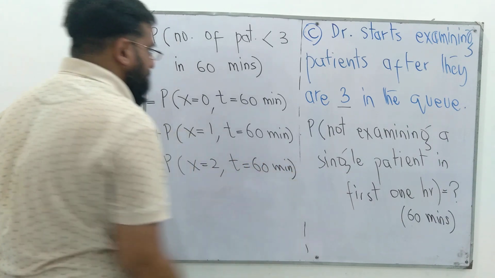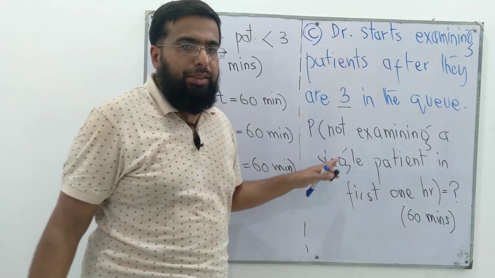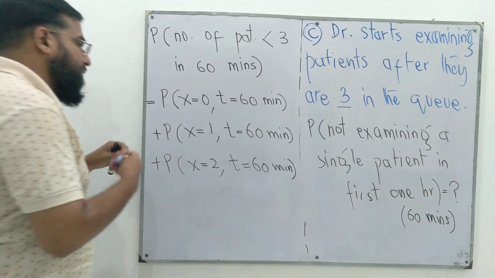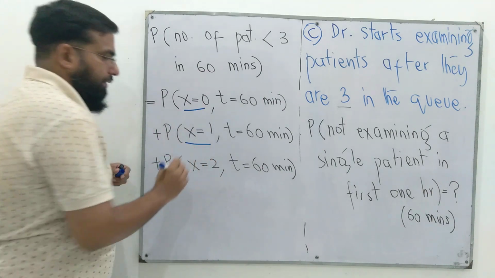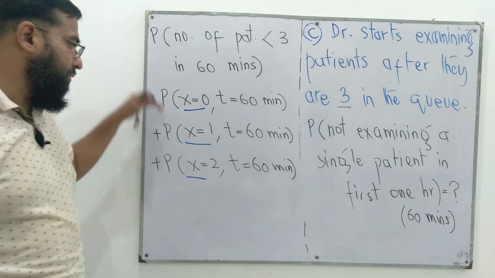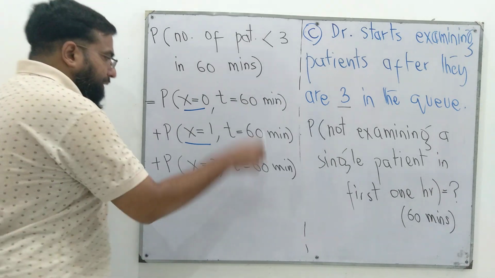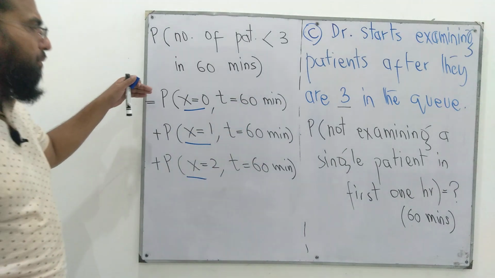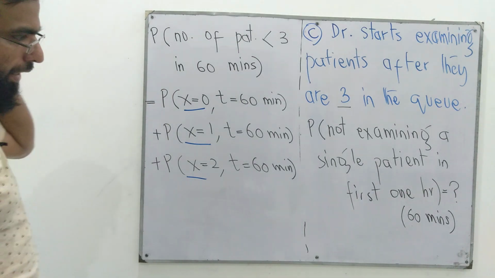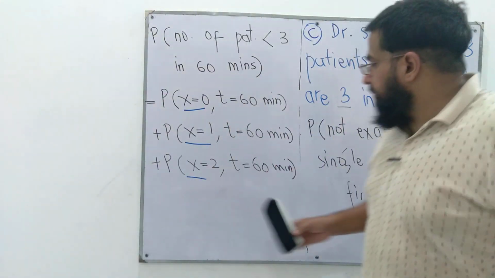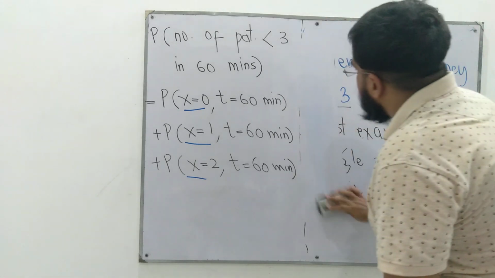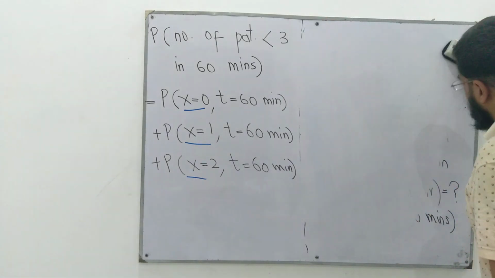In all these 3 cases, the doctor will not examine even a single patient in the first 60 minutes. Either no patient is received, or we have received 1 patient, or we have received 2 patients. The joint probability of these 3 events is 0, therefore we haven't subtracted that. Even the joint probability of any 2 events is also 0. So we can straight away add these probabilities together to get the probability of not examining a single patient in the first 1 hour. So this is assumed to be Poisson distribution.